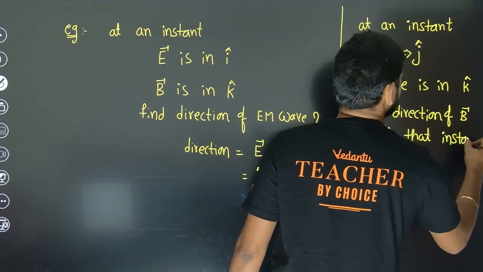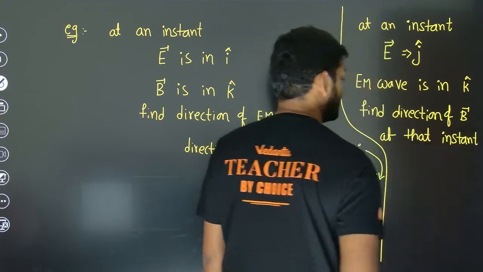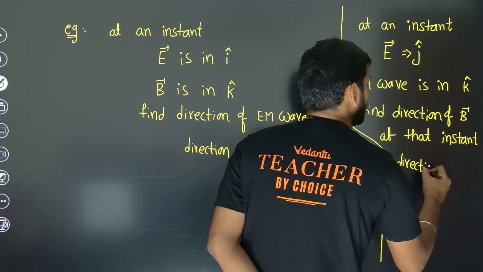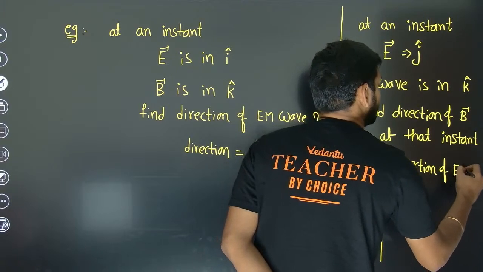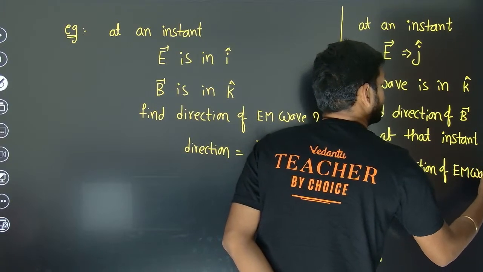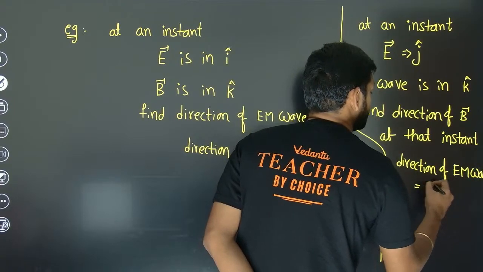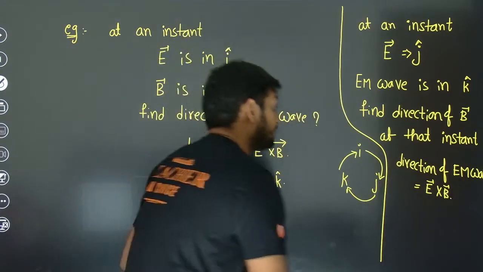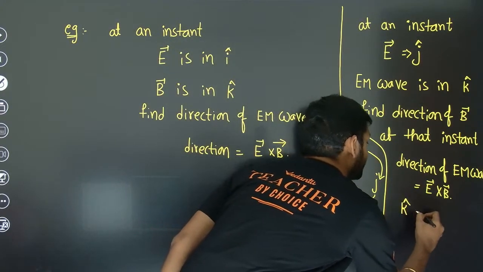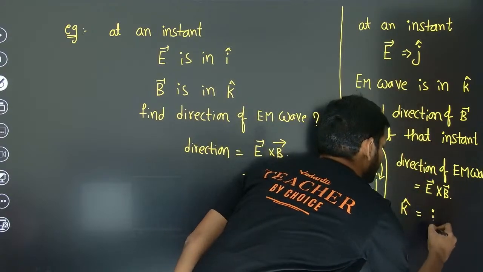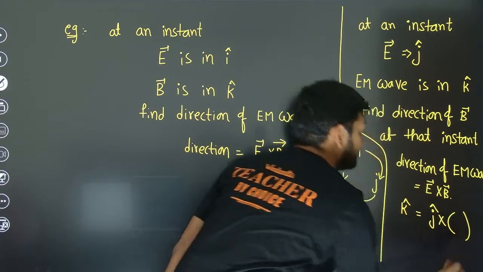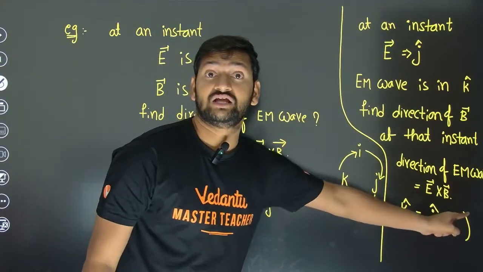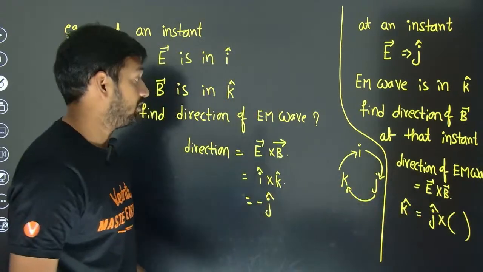These kind of questions can also be asked, right? So direction of EM wave. The direction of EM wave is going to have the same direction as E cross B. I know that the direction of EM wave is K, and E is going to be J. So now you tell me what should be the direction of B such that the cross product of J and this bracket will give us K.